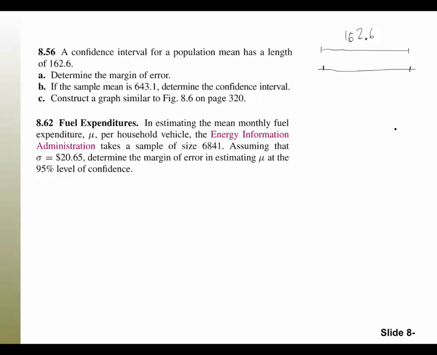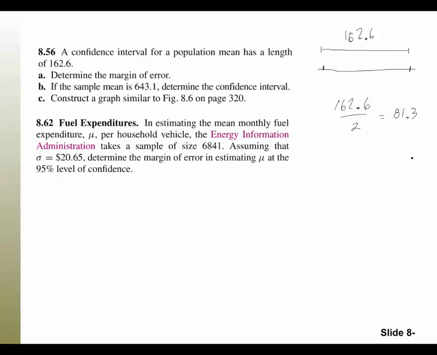So what would the margin of error be? How would we find the margin of error if the length of the confidence interval is 162.6? Half that, right? So we're going to take 162.6 and divide by 2, and we get 81.3, which has the same unit as the data. So if it's milligrams, then that's 81.3 milligrams above and below. Okay?